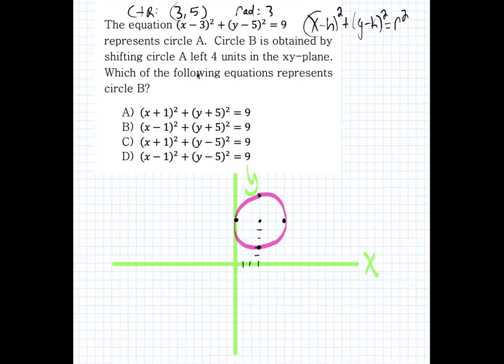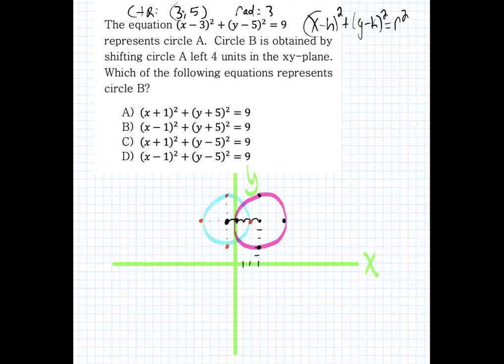But if we go left 4 units, we're going 1, 2, 3, 4. But we still have the radius of 3. 1, 2, 3. Now, you don't need to draw this in order to be able to answer this question. It's just good for us to understand it this way.